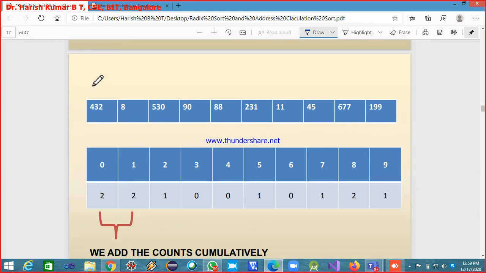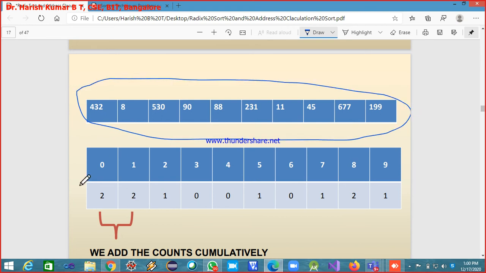Now finally, when you scan all the elements of your input array and complete this, what this is saying is, there are two elements within your array which have 0 as the digit in their ones place. And similarly, there are two elements in your unsorted array which have 1 as the digit in their ones place. Similarly, there is one element in the unsorted array which has 2 as the digit in the ones place.